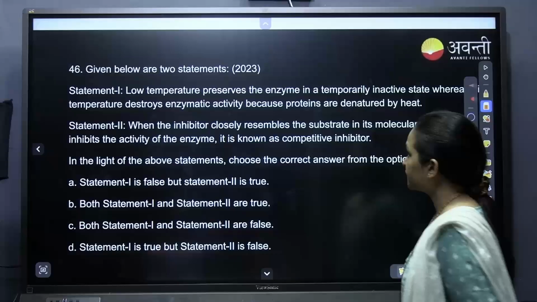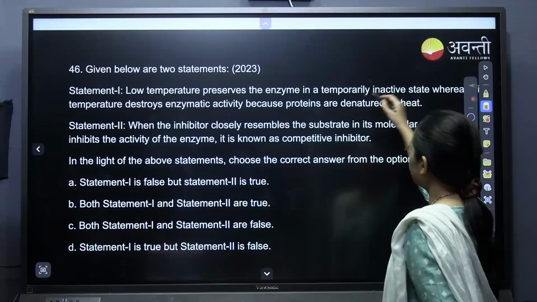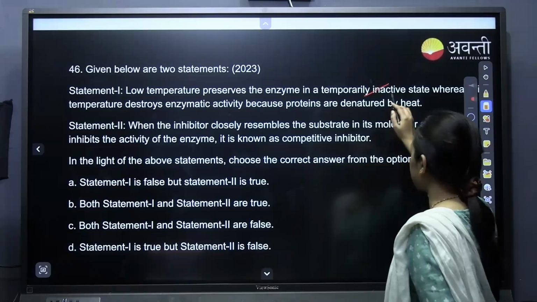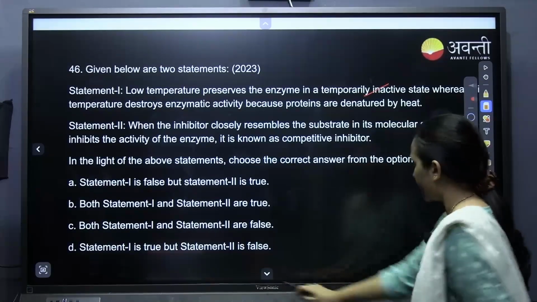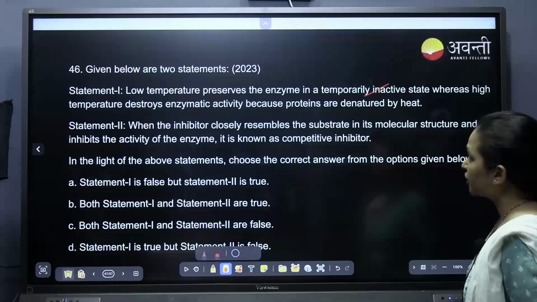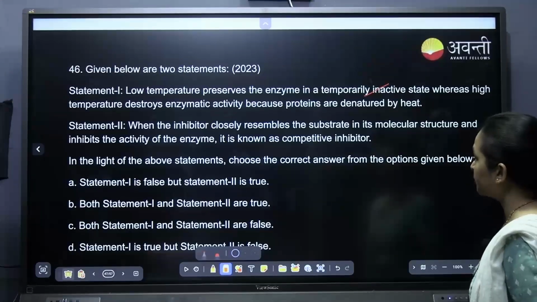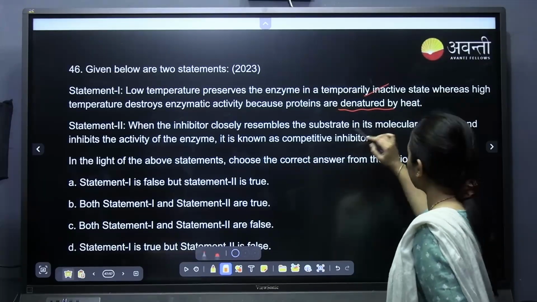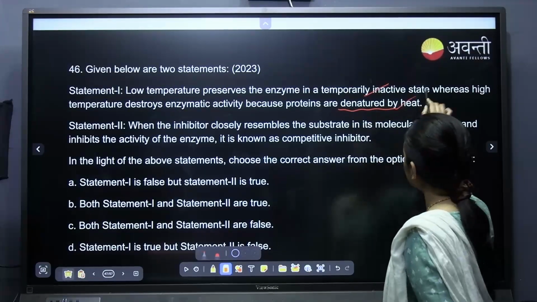The given below are two statements. Low temperature preserves the enzyme in a temporary inactive state. Yes, at low temperature the enzymes will be inactive. This is correct. High temperature destroys enzymatic activity because proteins are denatured. At high heat, the proteins will be denatured. We cannot retrieve it back. So this is the correct statement.